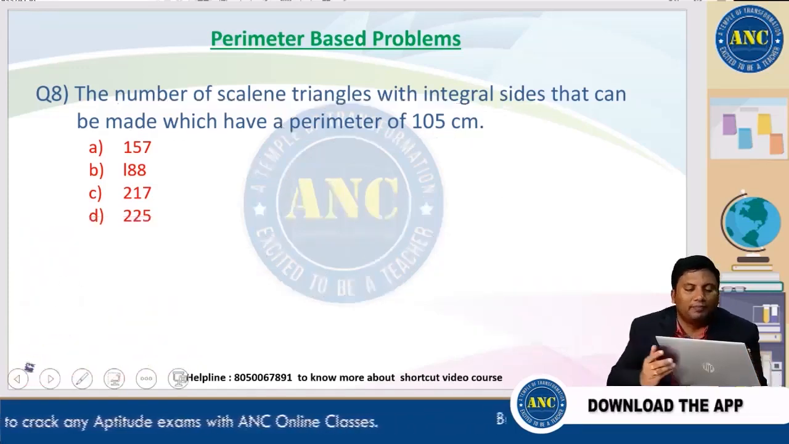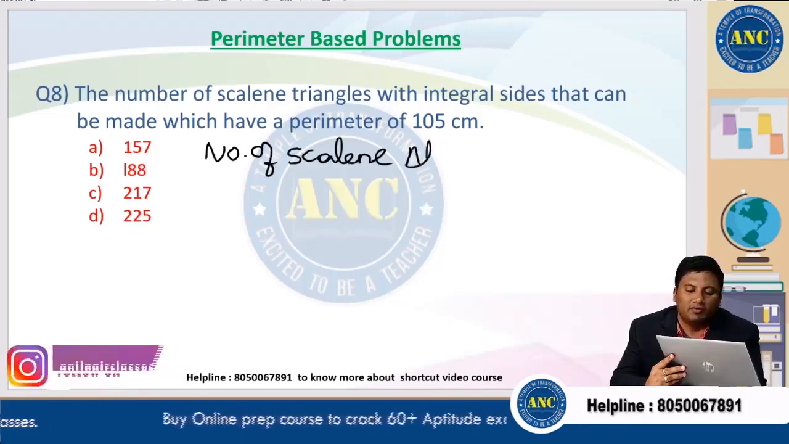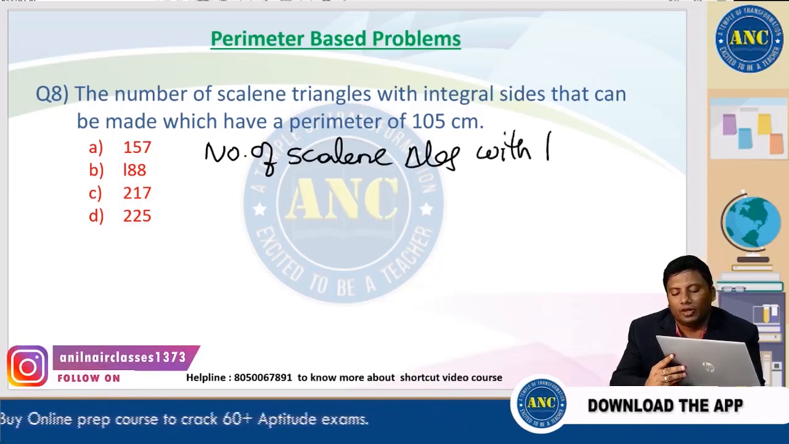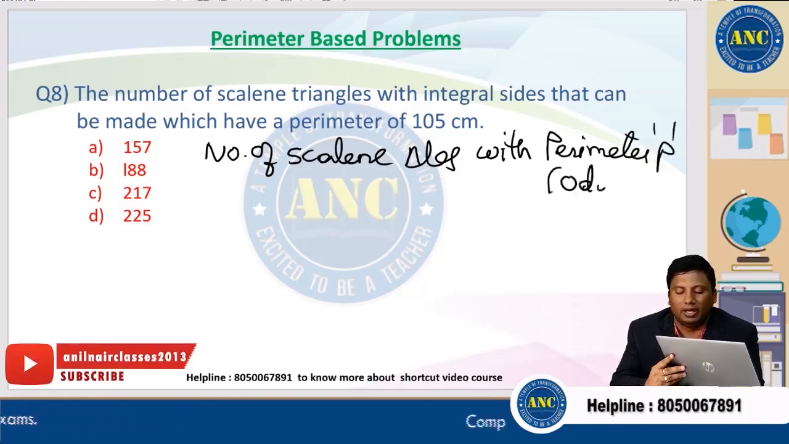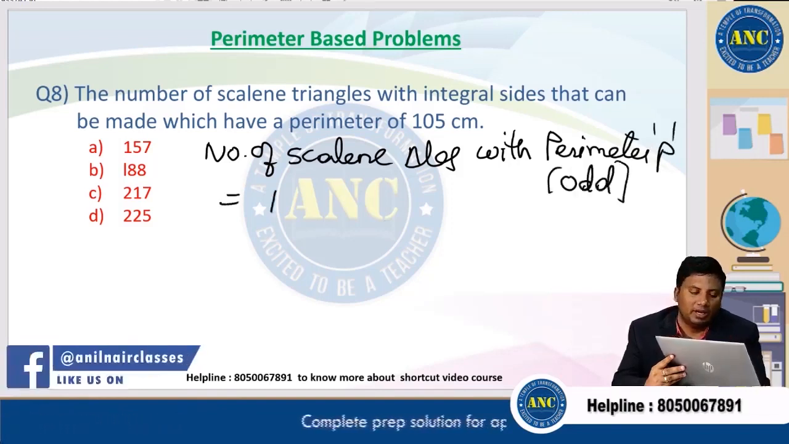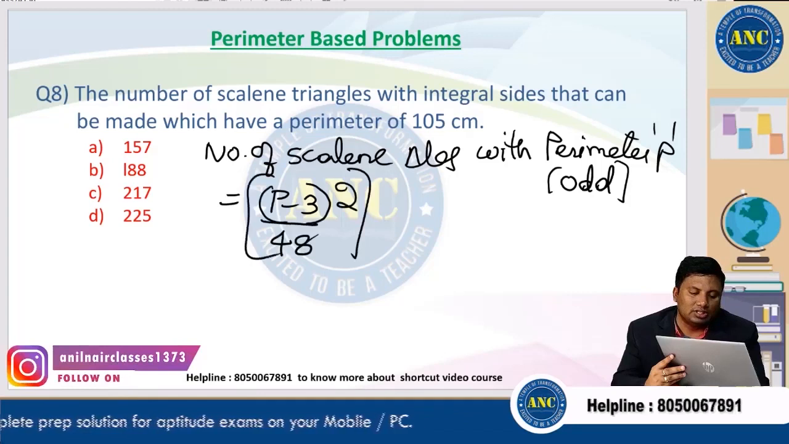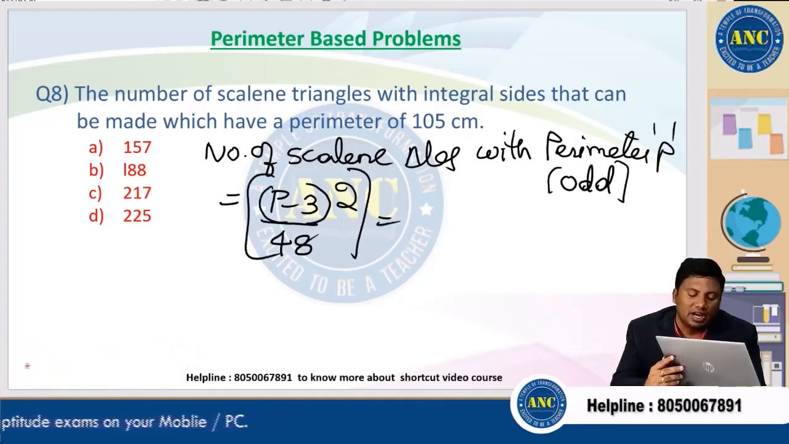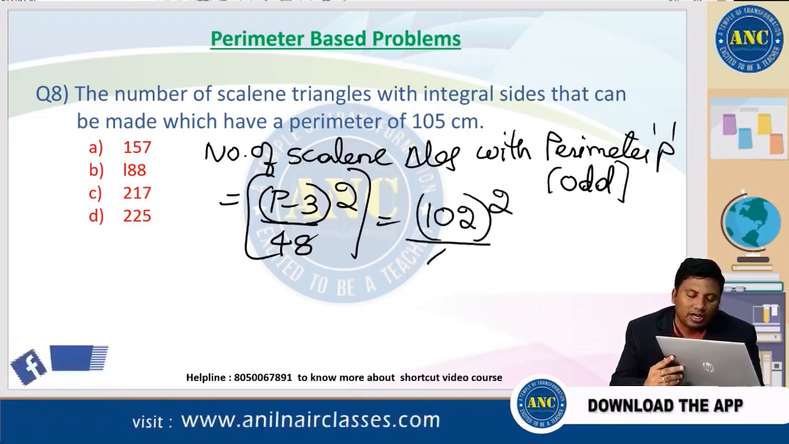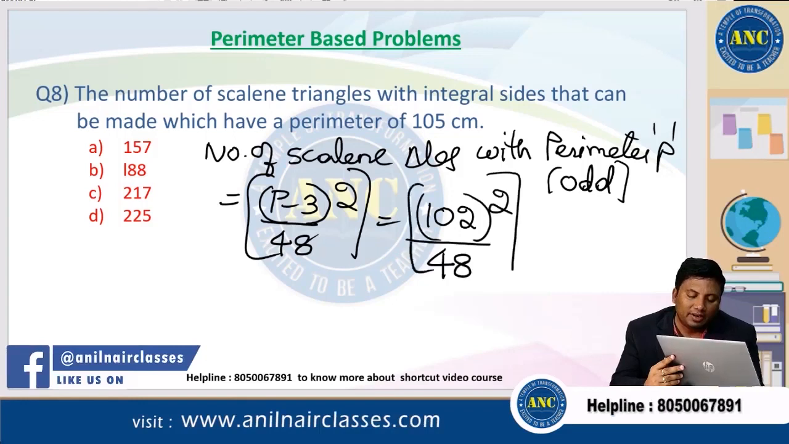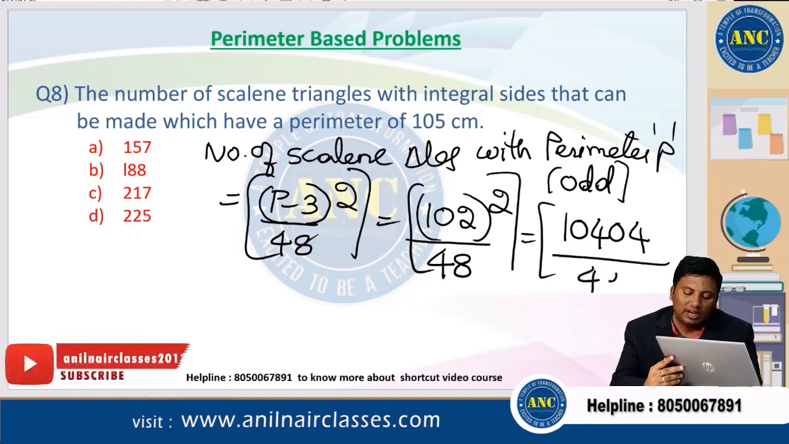If it is an odd number, the number of scalene triangles with perimeter P, odd number, is given by P minus 3 whole square divided by 48. So this is nothing but the nearest integer function. 105 minus 3 is 102 whole square, 102 whole square divided by 48. 102 whole square is 10404 divided by 48.